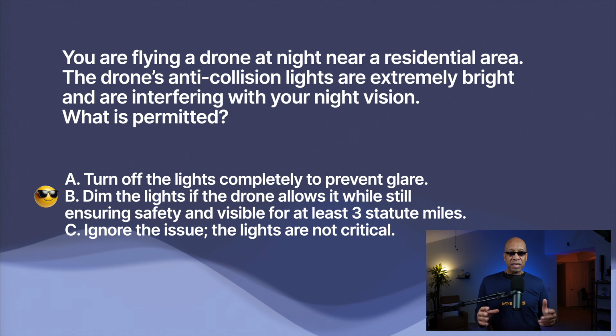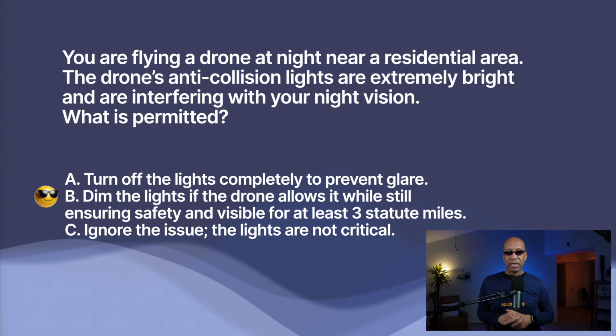Now, the full explanation of this is that the FAA allows you to dim those anti-collision lights if it has to do with safety. Safety is the main word here. As you already know, you must maintain 3 statute miles of visibility when it's about anti-collision lights. But the key thing that you're looking for here is that you are able to dim anti-collision lights if it has to do with safety of the operation of flying your drone at night.